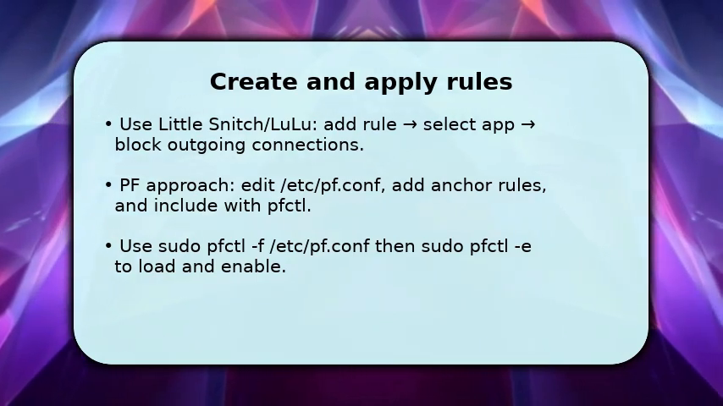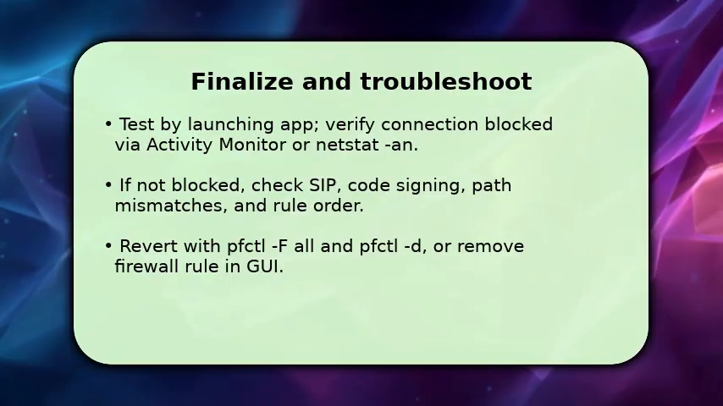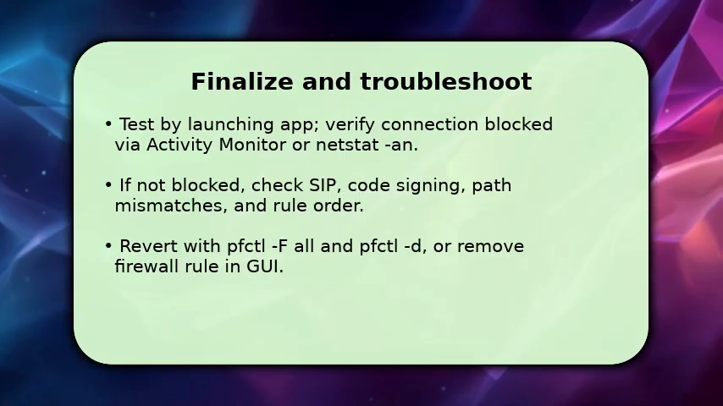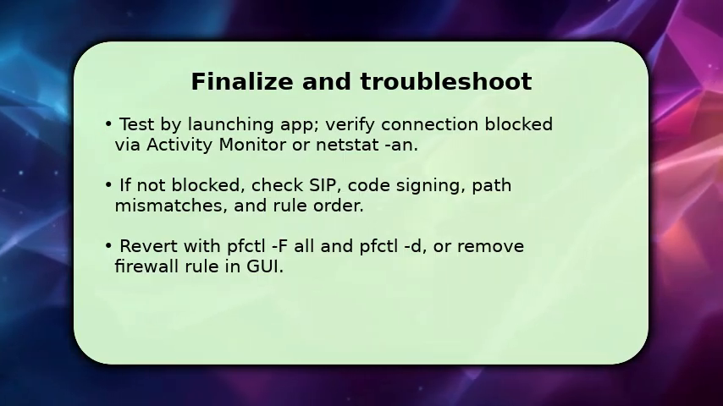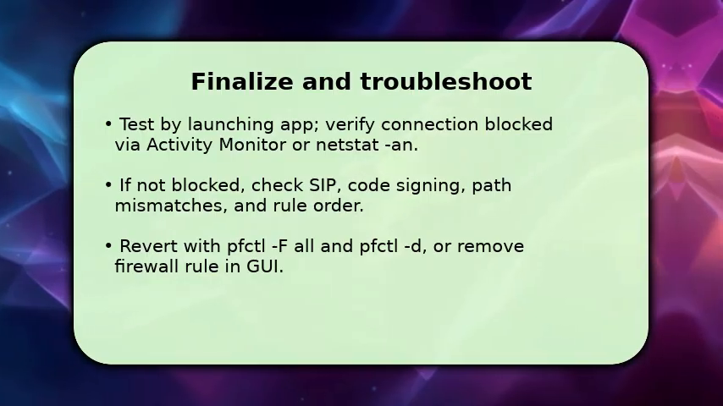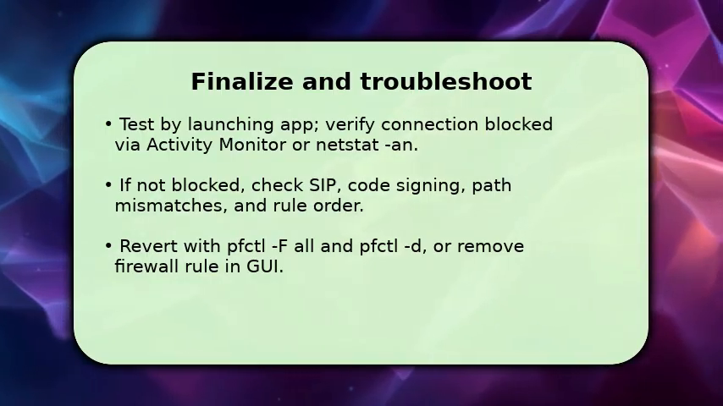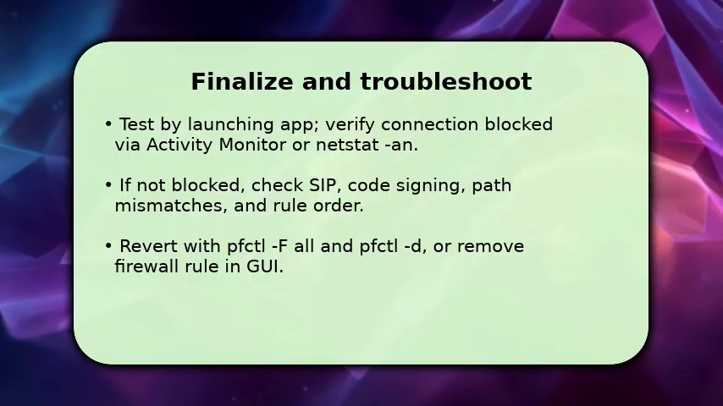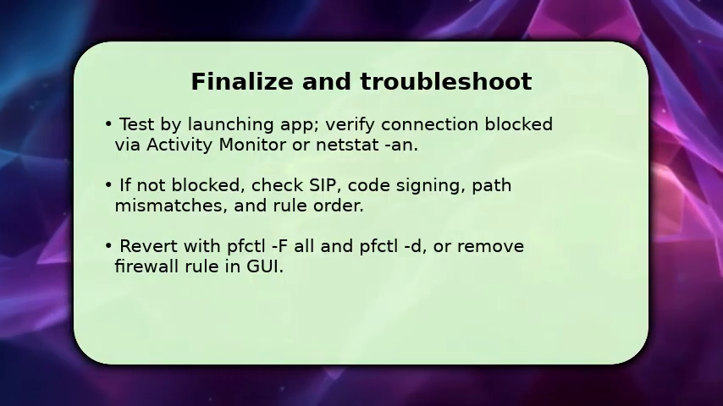Finish by testing the app. Launch it and confirm it can't reach the network using Activity Monitor or sudo netstat -n. If traffic persists, make sure System Integrity Protection or code signing isn't redirecting or spawning helper processes. Check the exact binary path and rule precedence. Adjust rules to capture helper processes too.